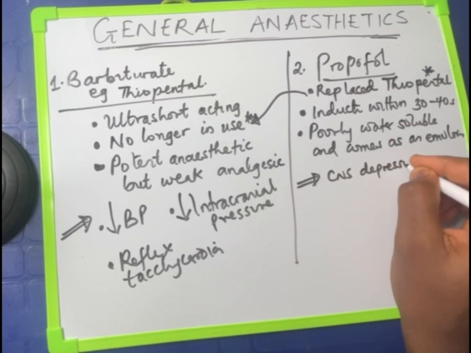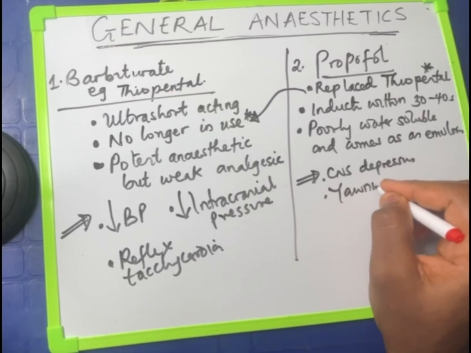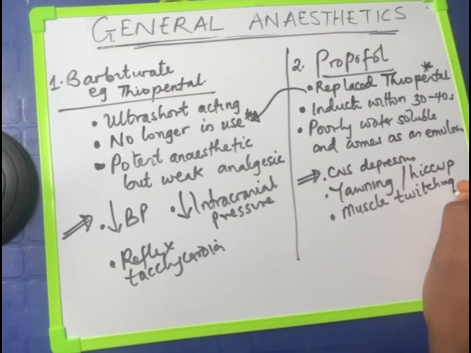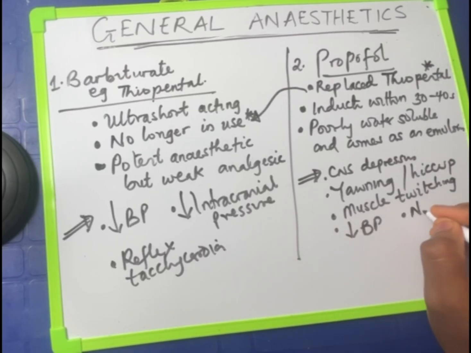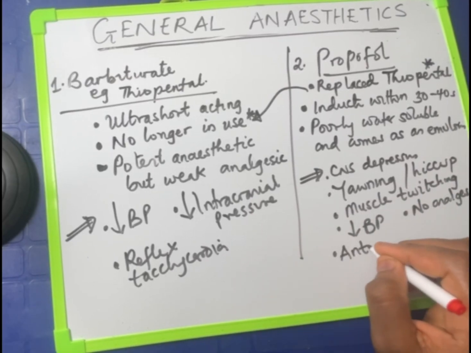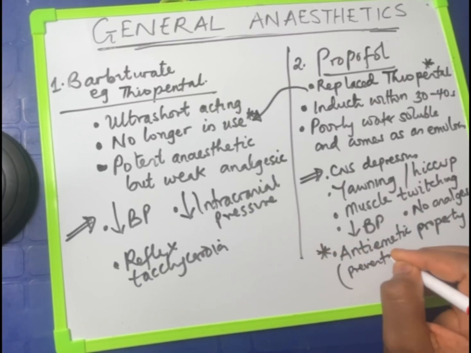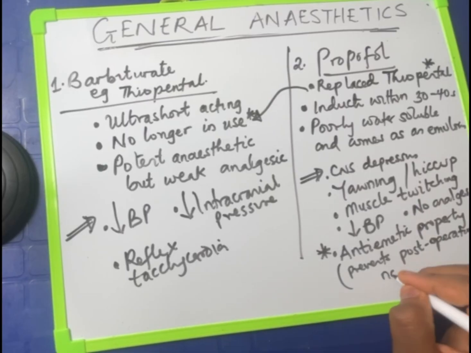Now, propofol is a CNS depressant. Propofol also causes yawning and hiccups. Propofol causes muscle twitching. Propofol also causes a fall in blood pressure and has no analgesic effect. Now, its antiemetic effect helps in postoperative control of nausea and vomiting.